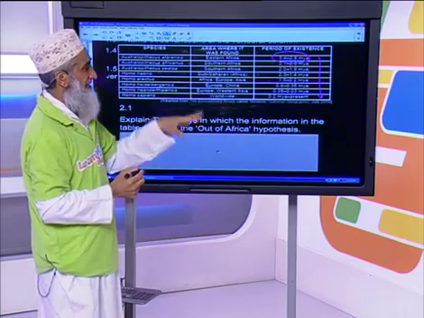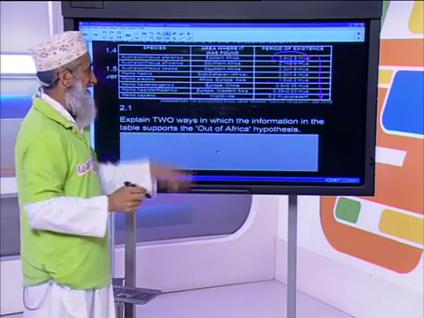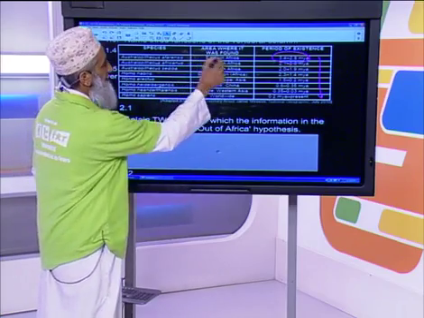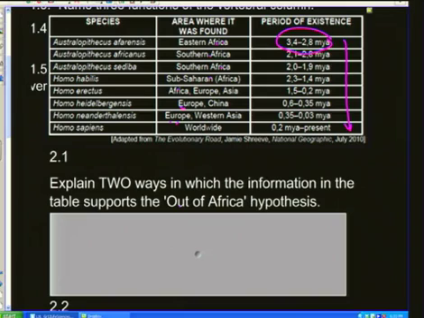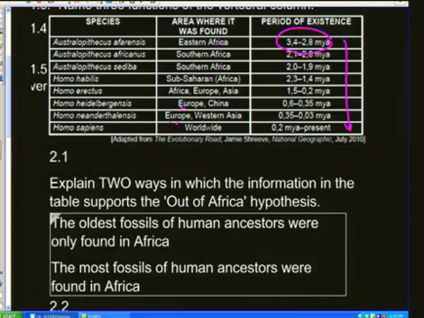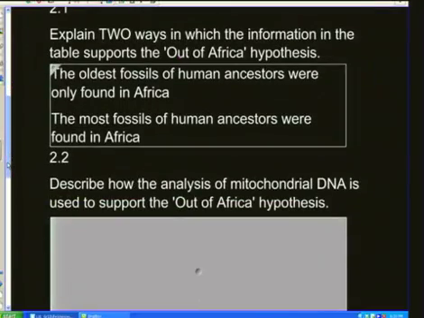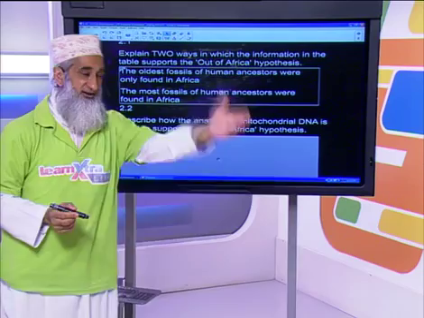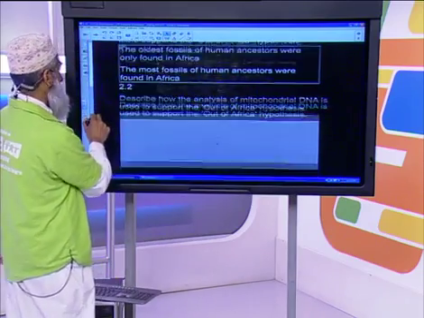But another reason that I would have given is most of the fossils are found in Africa. Good? Yes. So the oldest fossils of human ancestors were only found in Africa. The most fossils of human ancestors were found in Africa. And we can add that one that we were discussing as well.